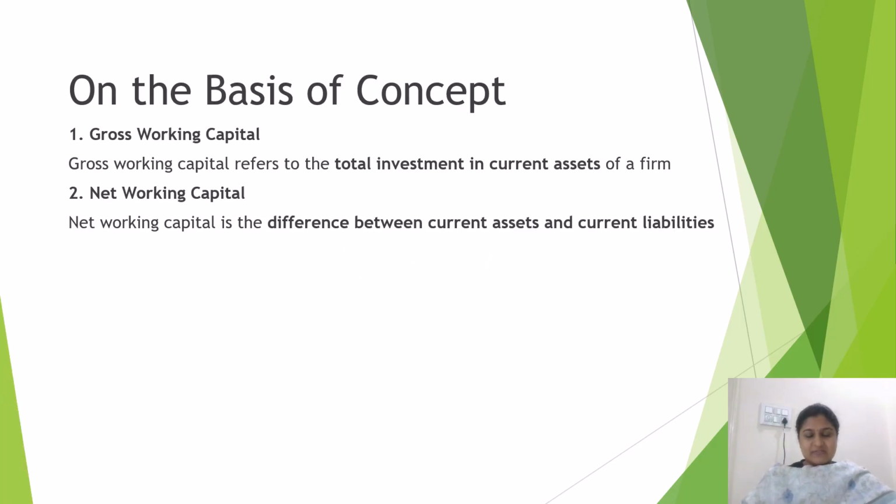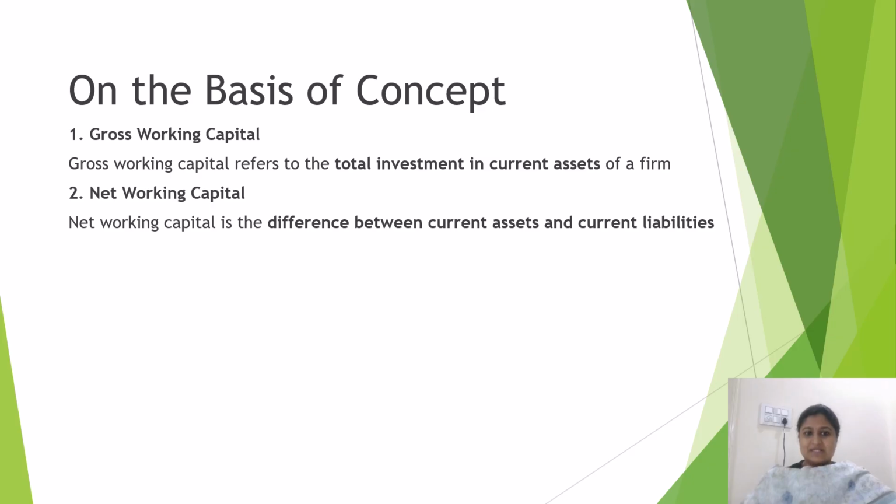Working capital is further divided based on two components. First is on the basis of concept and second is on the basis of time. On the basis of concept, they are divided into gross working capital and net working capital. Gross working capital refers to the total investment in the current assets of a company. For example, cash, debtors, etc.